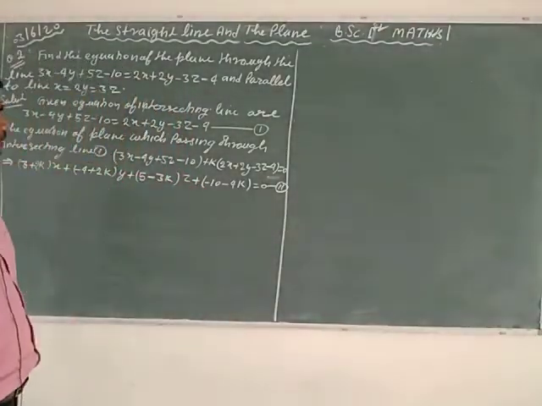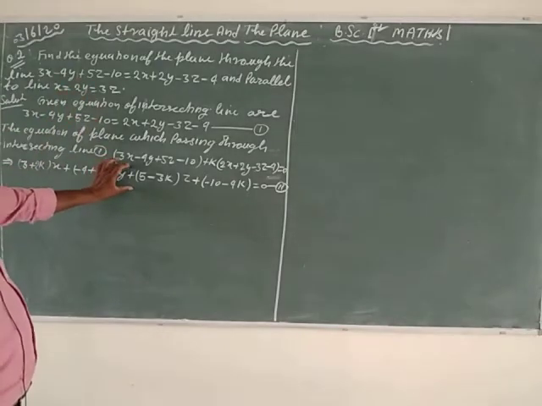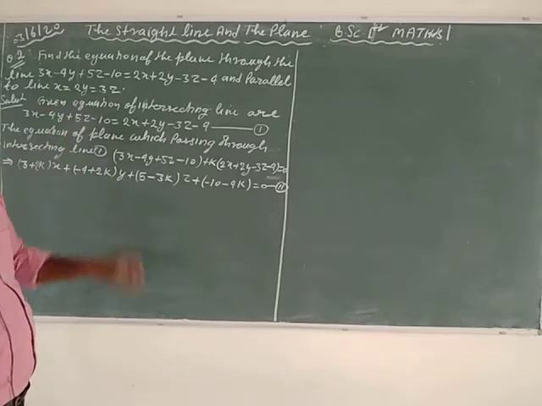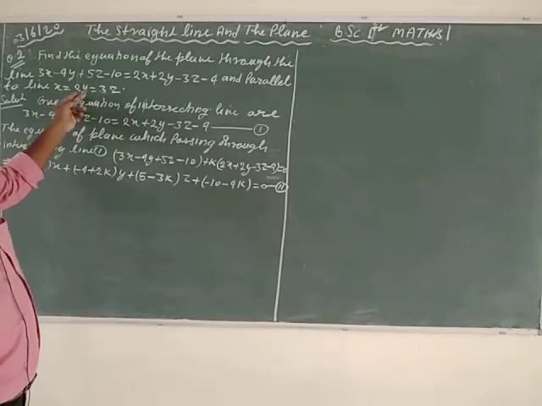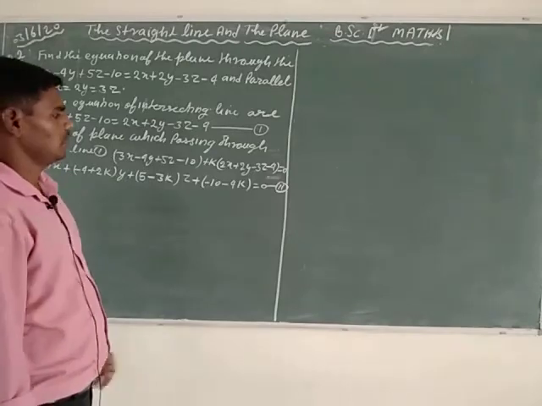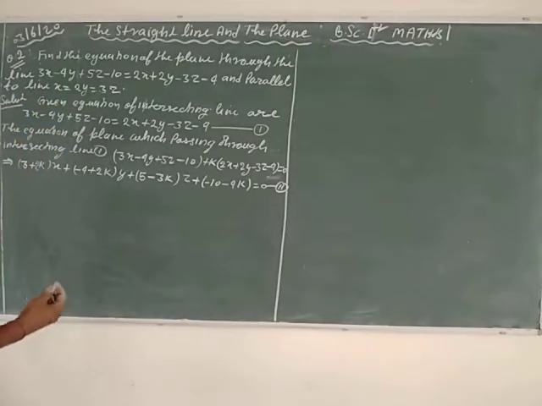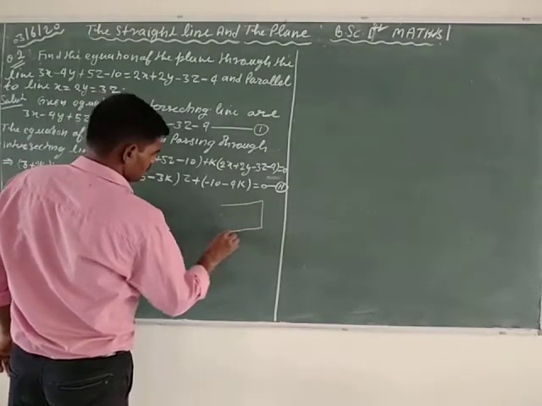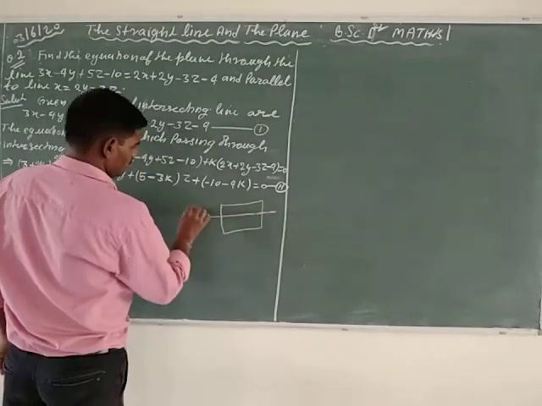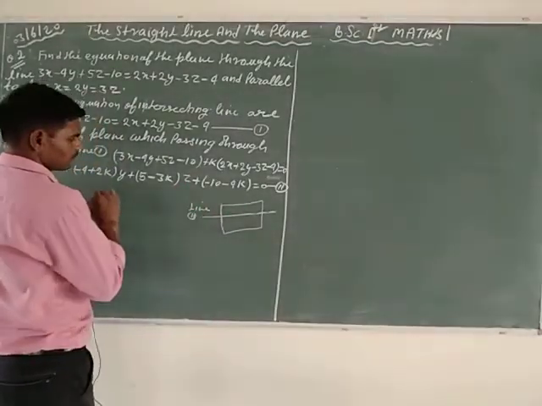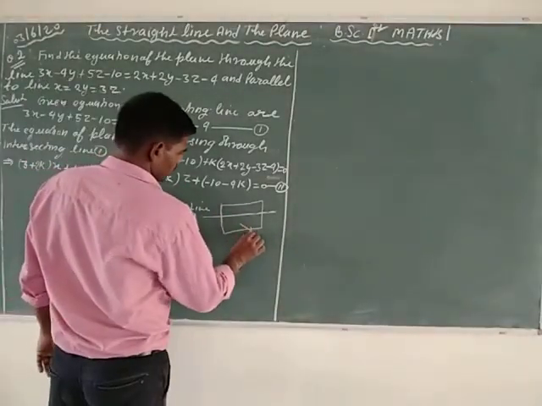In the question it is given that this plane is parallel to the given line x is equal to 2y is equal to 3z, which is the symmetrical form of the line. So here we want to draw a figure. Suppose that this is the line second and this is the plane second.